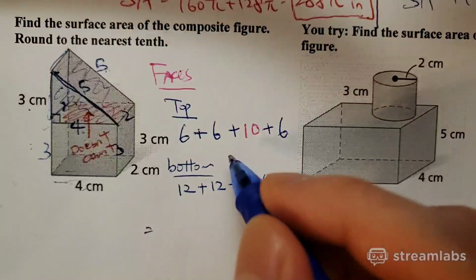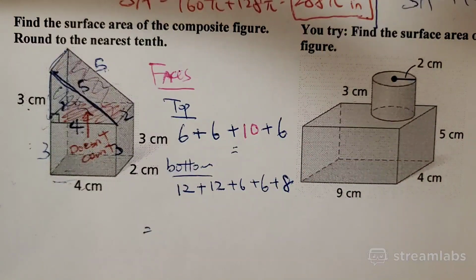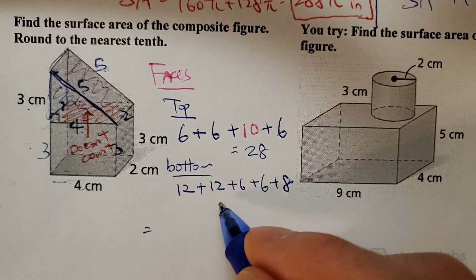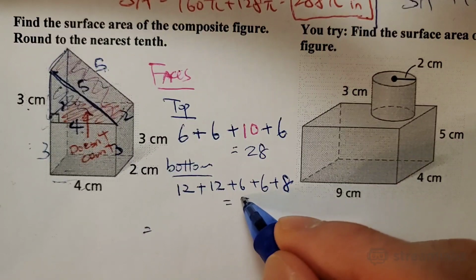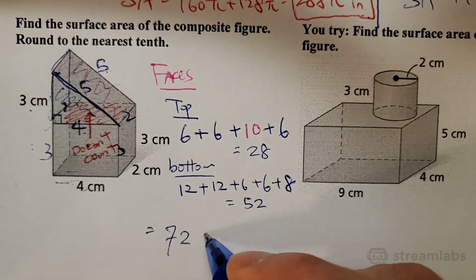4 and 5. So add them together. The top one adds up to be 28. The bottom one adds up to be 20 plus 52. So add them up. It's 72 centimeters square.